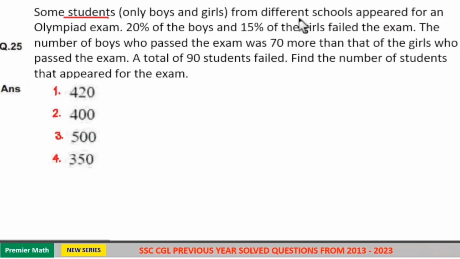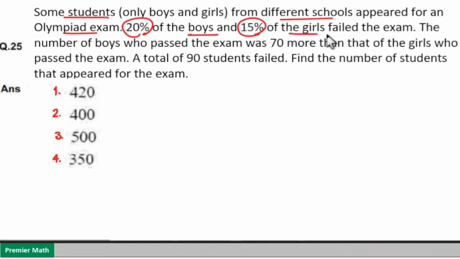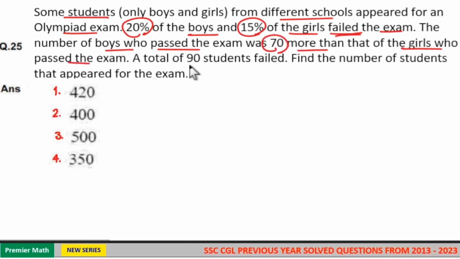Some students, only boys and girls from different schools, appeared for an Olympiad exam. 20% of the boys and 15% of the girls failed the exam. The number of boys who passed the exam was 70 more than that of girls who passed the exam. A total of 90 students failed. Find the number of students who appeared for the exam.